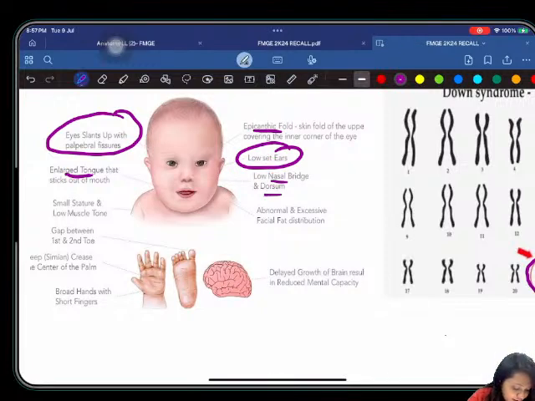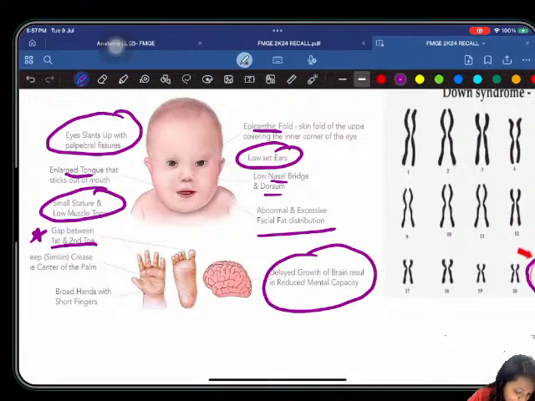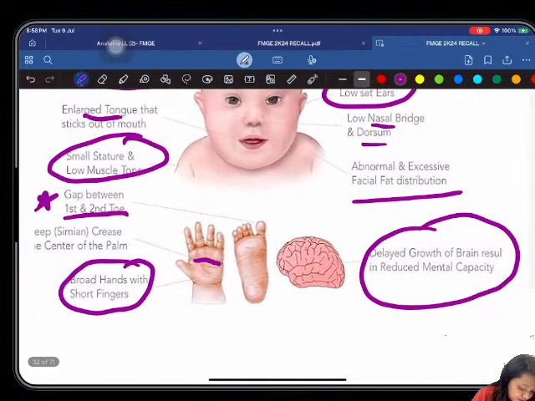dorsum. Then small stature, also low muscle tone, and a gap between the first and the second toe. This is important, gap between the first and the second toe. Abnormal and excessive facial fat distribution, delayed growth, mental retardation will be there. Broad hands with short fingers, and very important, you will have a single deep crease in the hand, the simian crease. It is known as the simian crease.